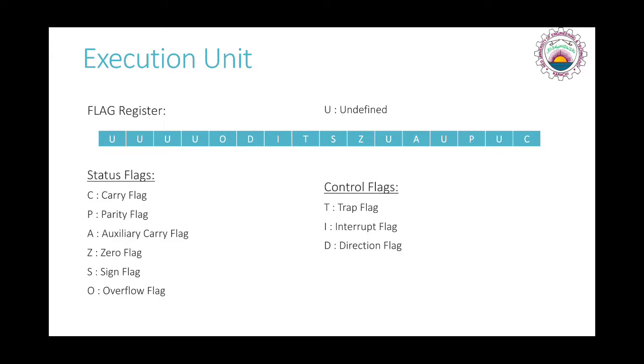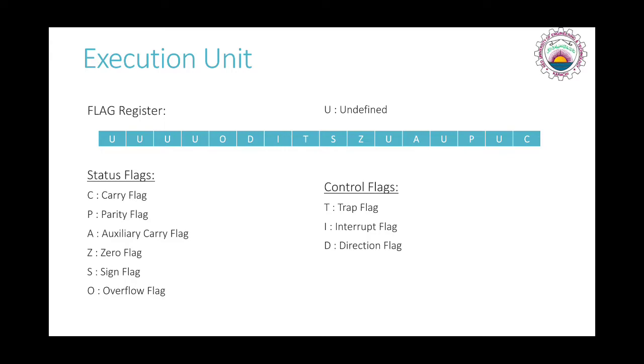Then S flag, sign flag. If the generated result is of positive sign, then sign flag will be having logic 0, and if the sign of the result is negative, sign flag will be having logic 1. Positive result means the MSB of the result will be 0. Negative result means you will be having a resultant number having MSB 1.